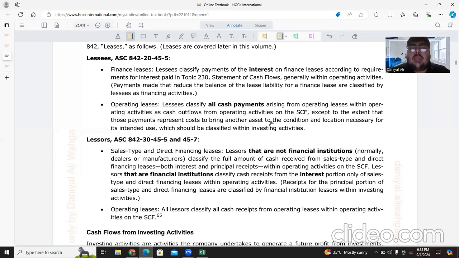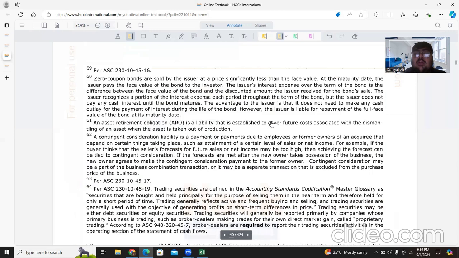So if we are moving toward the leases, first of all, we're going to classify leases as a finance lease. In a finance lease, looking at lessee classification, it states that a lessee classifies payments of interest on a finance lease according to the requirements for interest in the statement of cash flows, generally within operating activities. You need to understand that there was a list available earlier.